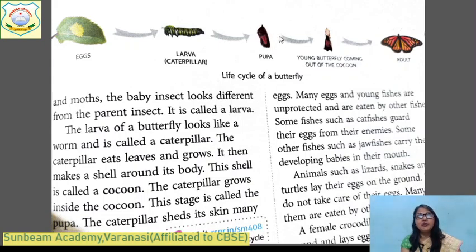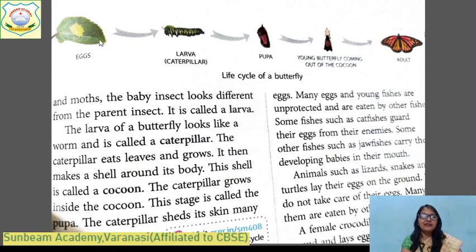What is pupa? The pupa is when the larva develops a shell like cocoon outside its body and develops inside it. Okay, the caterpillar sheds this skin after some time. When it grows, it sheds this skin. ये जो अपने चारों ओर का बनाया होता है कुकुन, उसको ब्रेक करता है, शेड गिरा देता है. And finally, a butterfly comes out of a cocoon. और उस कुकुन से एक यंग बटरफ्लाई कमिंग आउट. ये जो कोकून सा उससे क्या निकल के आती है, एक यंग बटरफ्लाई. And then it grows into a beautiful adult butterfly. Okay, this is called the life cycle of a butterfly.